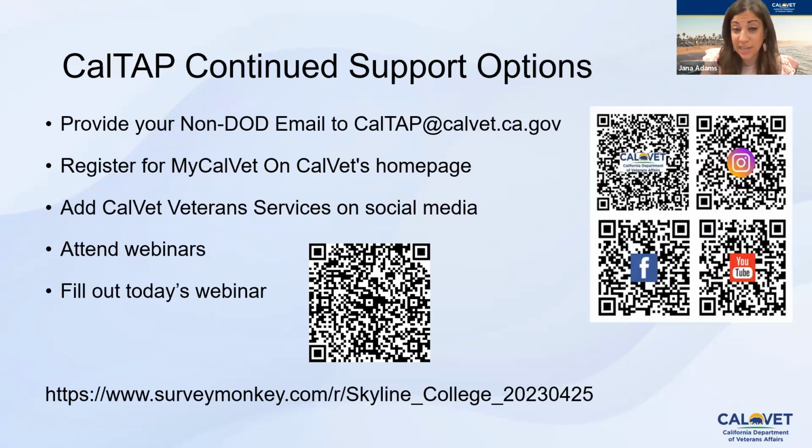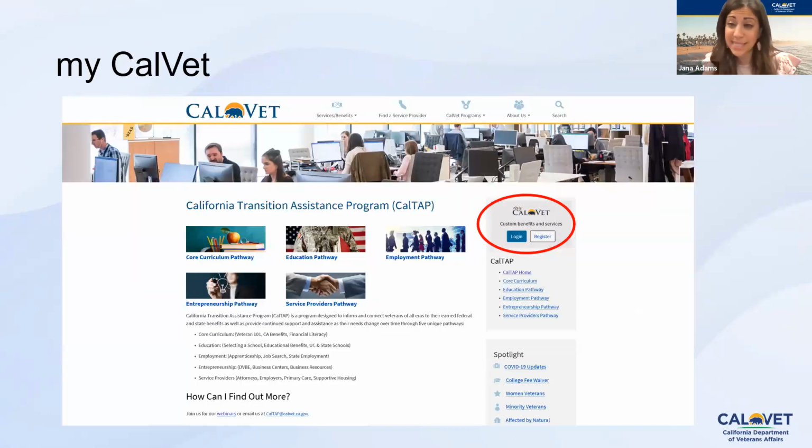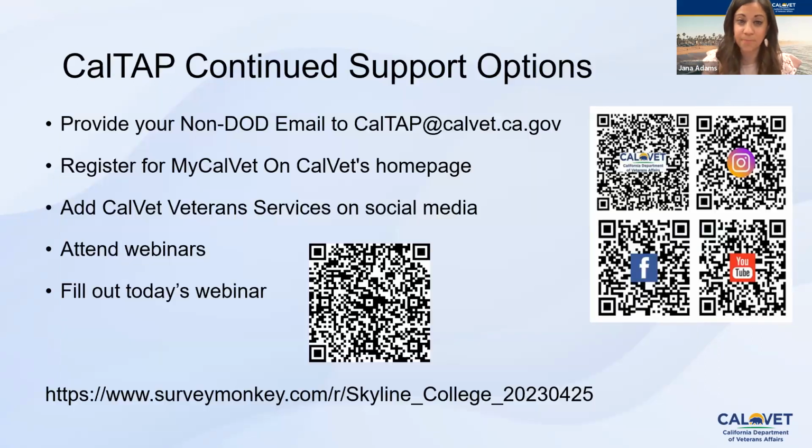Okay, lots of ways to continue to communicate with CalVet. We ask that you send us an email with your non-DoD email address, of course. Obviously, if you're going to school, you're probably not in the military anymore, but send it to CalTAP at calvet.ca.gov. That way we can keep in contact with you. Or you can sign up for My CalVet. You just go to our website, any page on the website, you can sign up for My CalVet. This is what it looks like. Basically, it tailors our website to meet your needs and to be able to have you search for things easier.